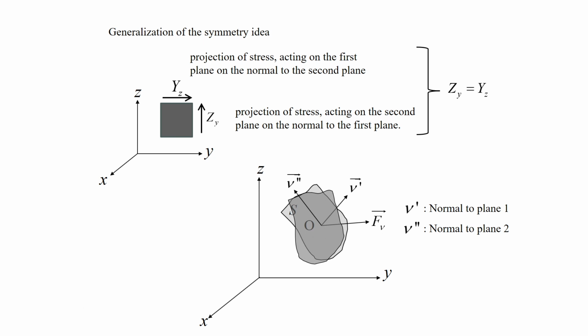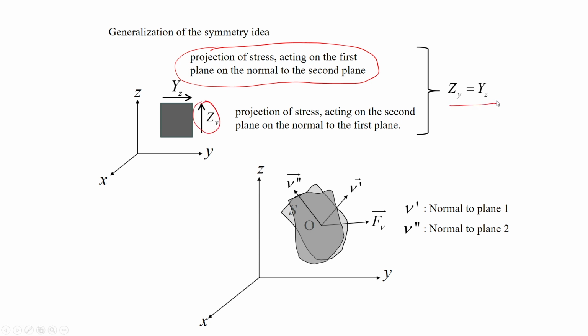Here is the projection of stress acting on the first plane. This is the stress on the first plane, let us say on plane z, and it is projected on the normal to the second plane, that is the y direction. So, this yz is the projection of the stress acting on the z plane, on the normal to the second plane, that is the y plane, y direction, and that is equal to the projection of the stress over here. So, zy is equal to yz.